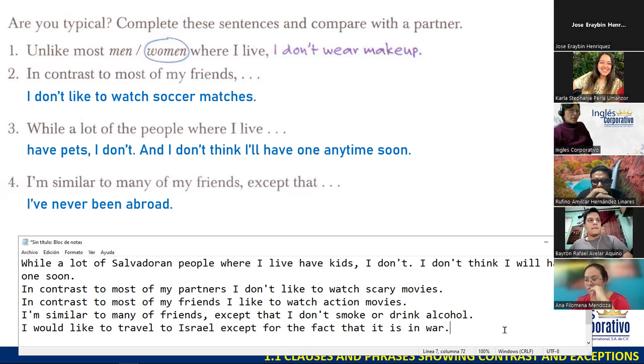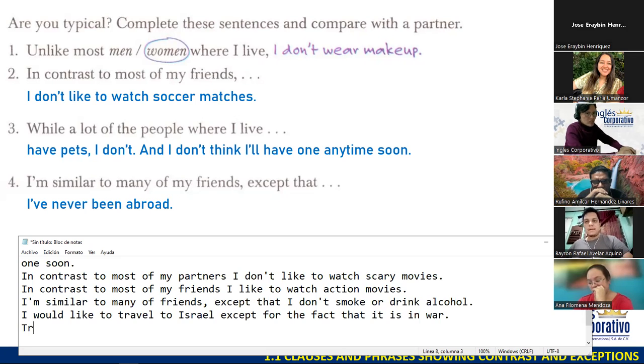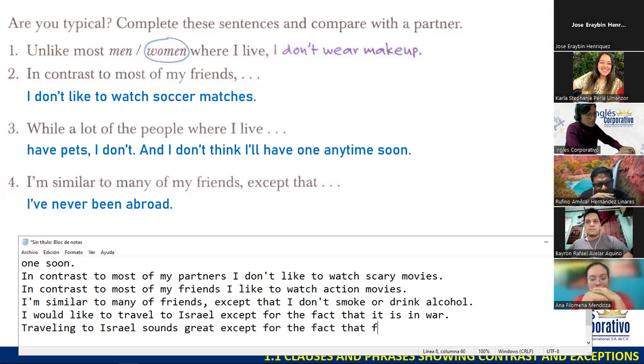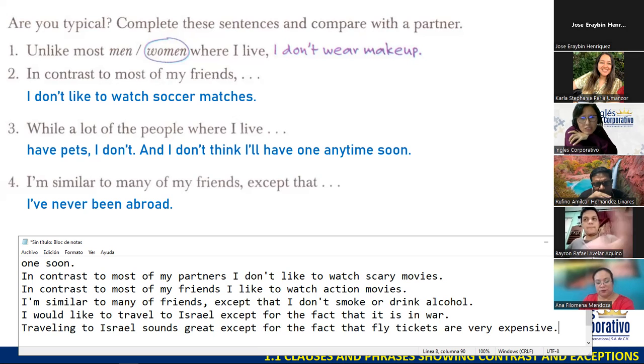Could it work? Okay. I would do something like this with your example. I would say something like, traveling to Israel sounds great, except for the fact that flight tickets are very expensive. What about now? Traveling to Israel sounds great, except for the fact that flight tickets are very expensive.